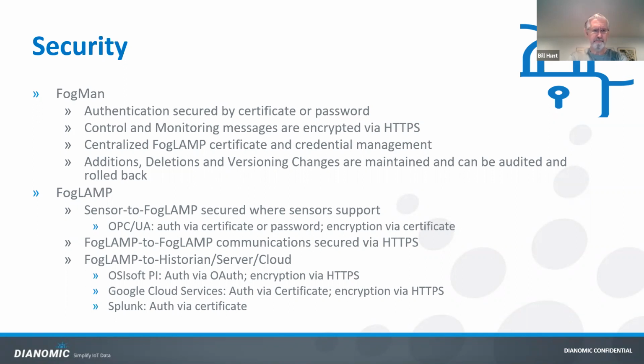And then on the FogLAMP side, from the sensor to FogLAMP is secured where it's supported, via OPC UA, for example. When FogLAMPs talk to other FogLAMPs, that's secured via HTTPS. And when FogLAMP sends data to some destination like PI or Splunk or Kafka or Google Cloud, then it's encrypted via the mechanisms each of those provide.